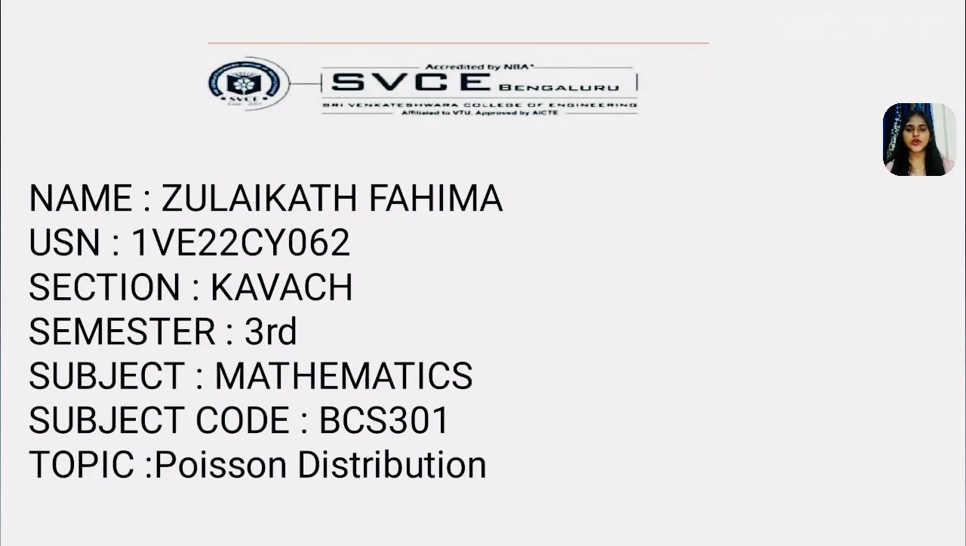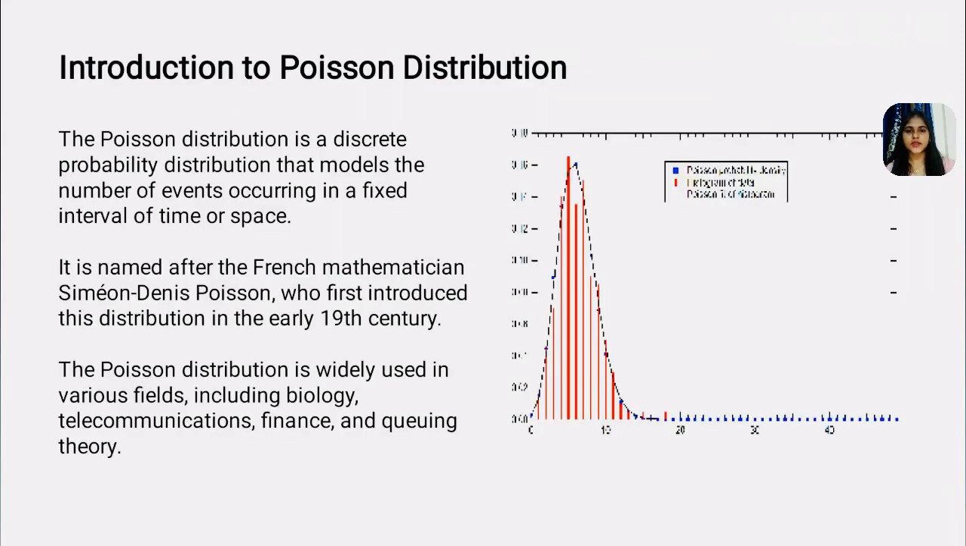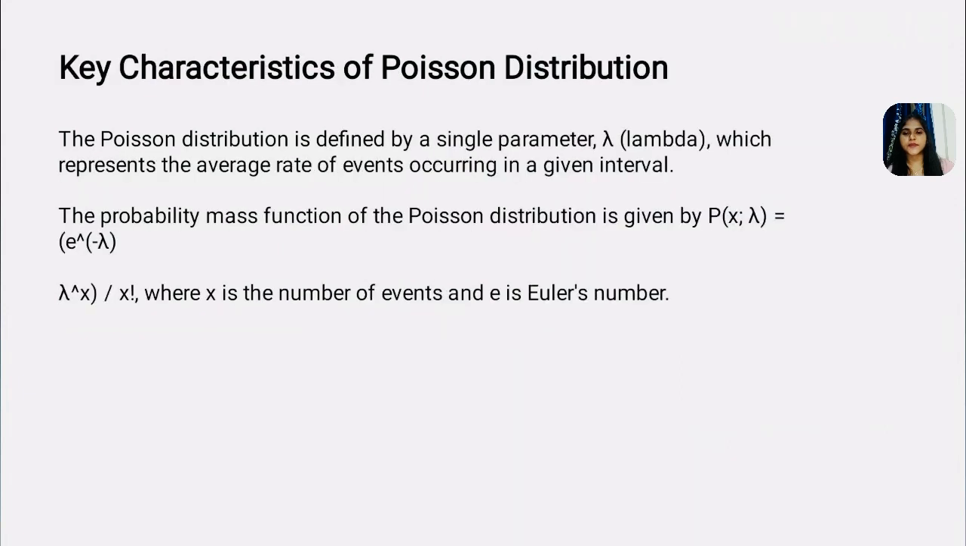I am here to talk about the topic Poisson distribution in mathematics. So let's see the introduction to Poisson distribution. The Poisson distribution is a discrete probability distribution that models the number of events occurring in a fixed interval of time or space. It is named after the French mathematician Simon Denis Poisson, who first introduced the distribution in the early 19th century. The Poisson distribution is widely used in various fields, including biology, telecommunications, finance, and queuing theory.